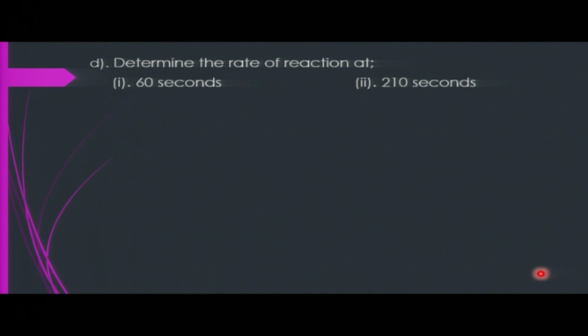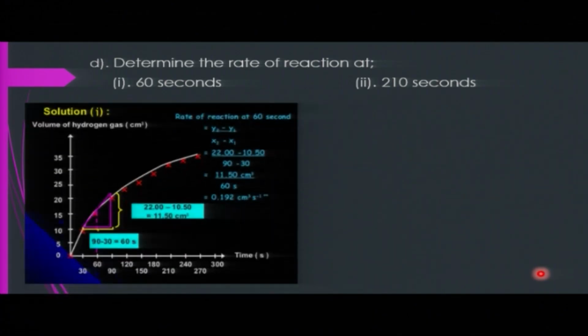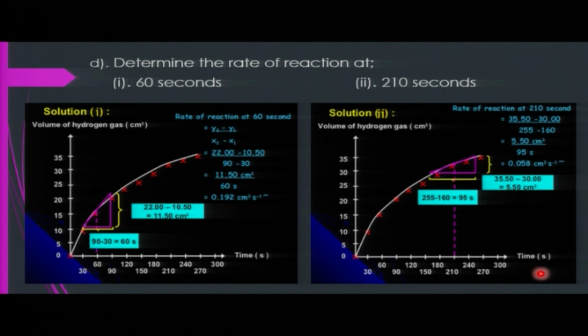D is about instantaneous rate, the speed of a reaction at that given time. So we have for both 60 and for 210 seconds. This is slightly different compared to the average rate. So how different is it? Let's consider the two cases at a go. Take a close look at my calculation relative to yours. I'm giving you a minute. Take a close look at these graphs.